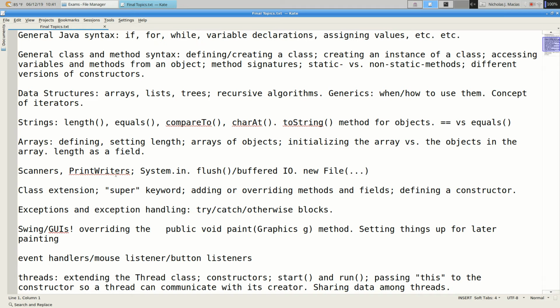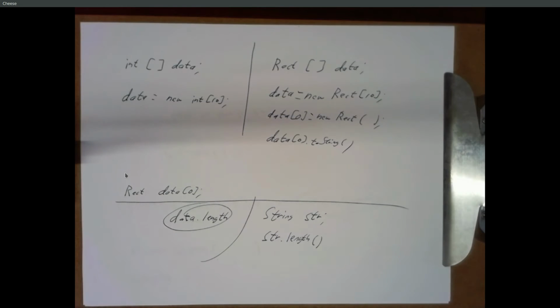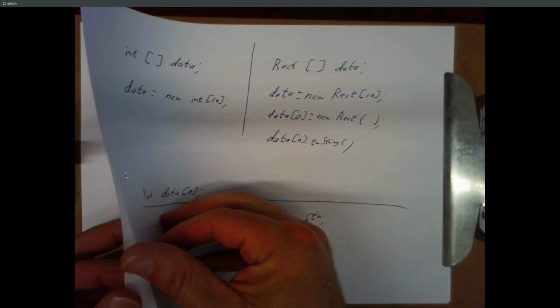Alright, so scanners to come in, PrintWriters to go out. So class extensions, we've played a little bit with this, but we actually used it a lot when we were doing GUIs, because we had to extend things like JFrames to make our own versions of these. We also use this in threads when we wanted to extend the Thread class so that we could have a run method in our own classes. So class extensions, basic setup.